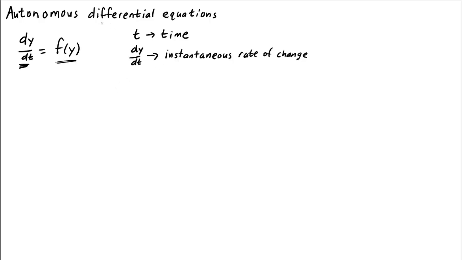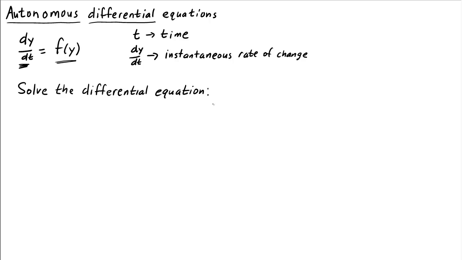The equation is called a differential equation because it involves the derivative dy dt. It's called autonomous because the rule doesn't care explicitly about time. It's just a function of y, not of t. Given an autonomous differential equation, we'll often want to solve it, which means find a function y of t whose derivative dy dt at all times t is always equal to f of the function itself, f of y.